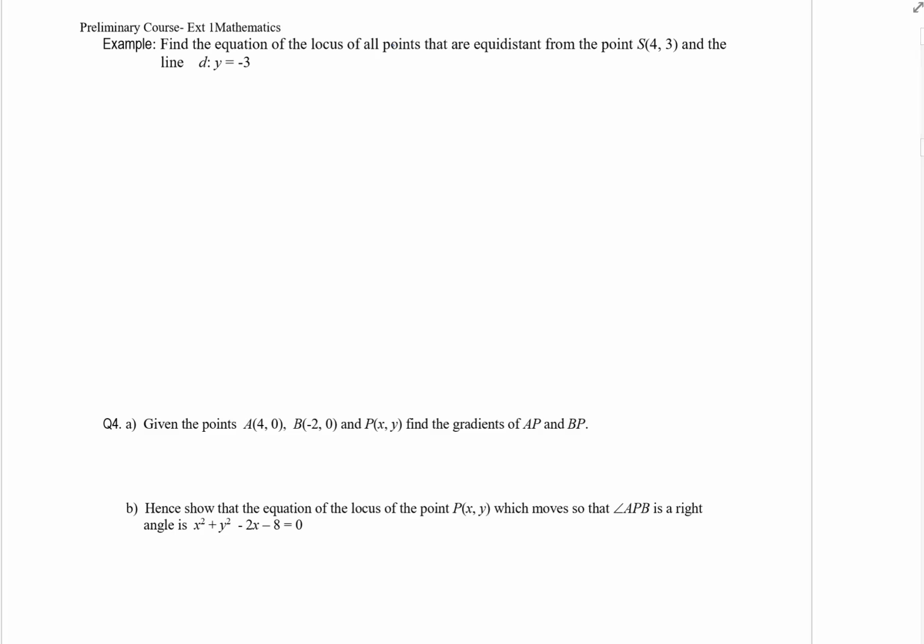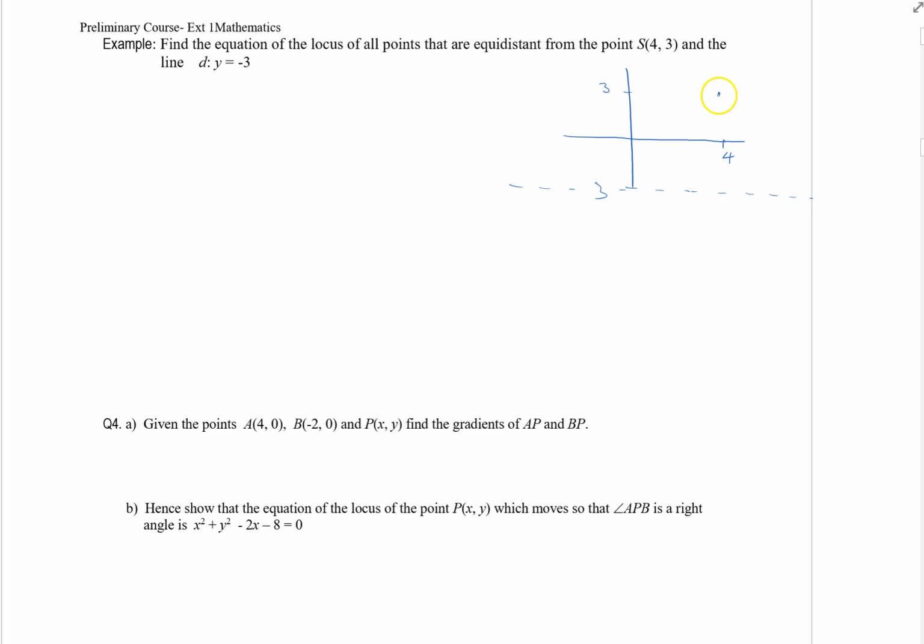Our set of points are going to be x and y points, and hence our equation will be in terms of x and y. These points must be equidistant, so I'm thinking we'll use the distance formula, from the point (4, 3) and the line y equals -3. Let's again have a go at seeing if we can get some sense from a diagram. So the point (4, 3) is here, and the line y equals -3 is down here.